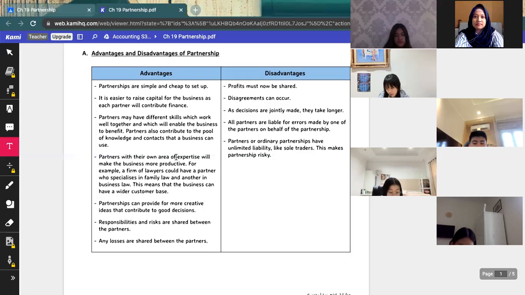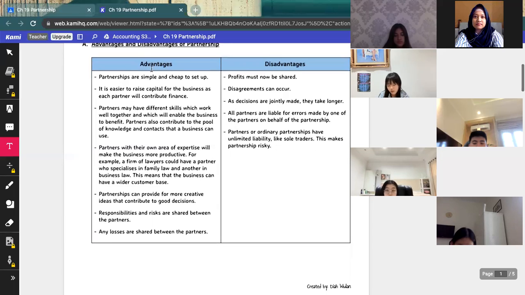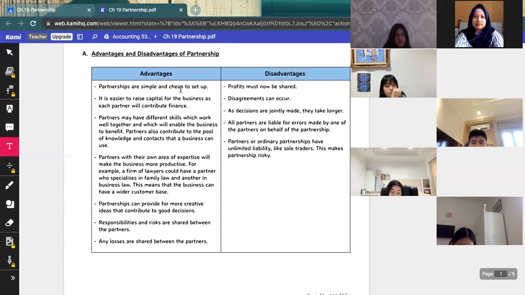So these are the advantages and disadvantages of partnership. Let's see the advantages first. Partnerships are simple and cheap to set up. It is easier to raise capital for the business as each partner will contribute finance. Number 3, partners may have different skills which work well together and which will enable the business to benefit. Partners also contribute to the pool of knowledge and contacts that a business can use.